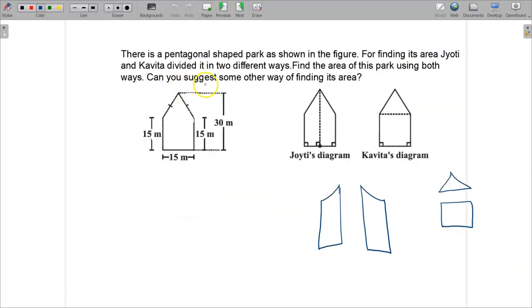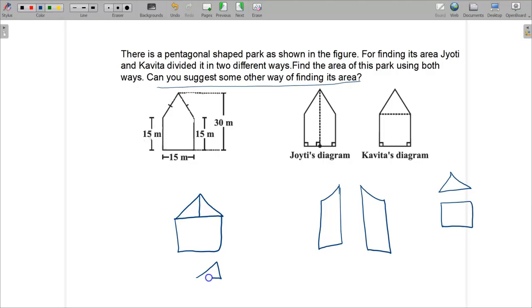Okay, and then coming to the question. Area of this park using both the ways. Both the ways we have determined, both the ways we are getting the same area. Can you suggest some other ways of finding its area? So what are the other ways of finding the area? And again, in this pentagon, in another way, I can divide the top triangle, that is, this I can symmetrically divide like this. Like that also I can find out the area.